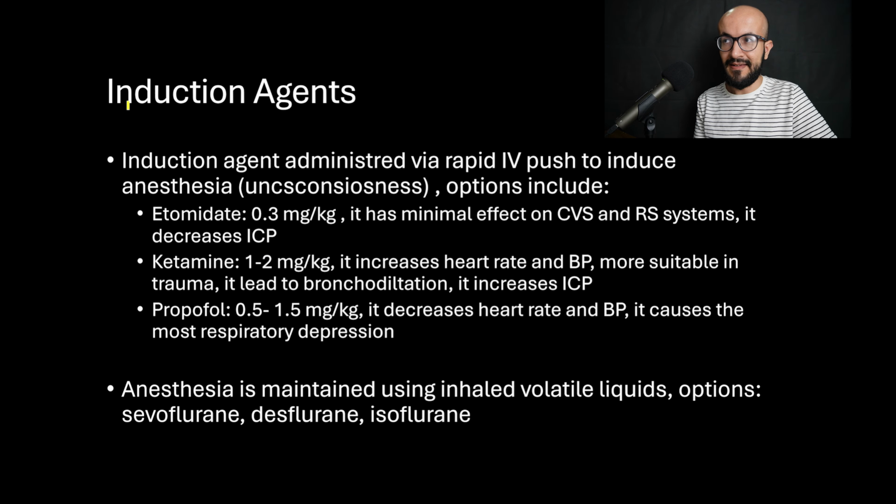Now let's talk about the induction agents. The induction agents are administered via rapid intravenous push to induce anesthesia, which is unconsciousness, and options for induction agents include etomidate, which is dosed as 0.3 milligrams per kilogram, and etomidate has a minimal effect on the cardiovascular system and the respiratory system, and it decreases intracranial pressure, and this is what is most commonly used nowadays.